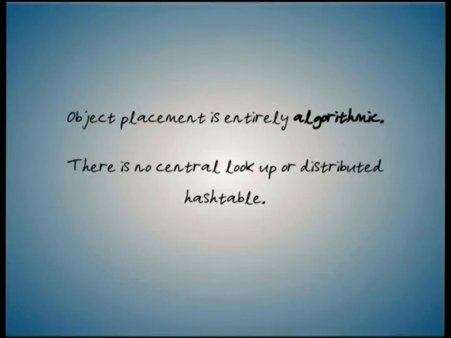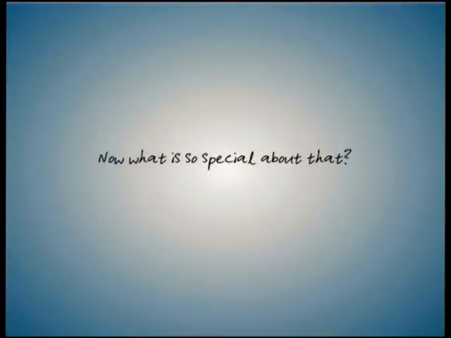Object placement is completely algorithmic. So there is no central lookup database, and there is also no such thing really as a distributed hash table. Now, what is special about that? That concept of data storage is a little abstract, so I tend to like to use a bit of a more concrete example.